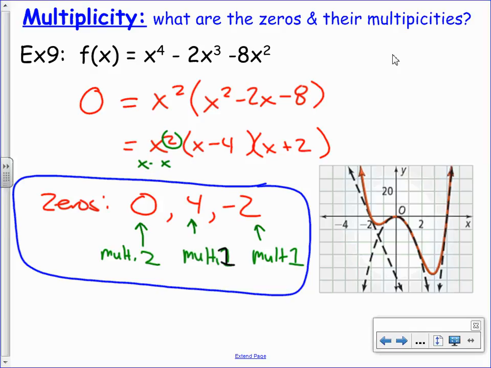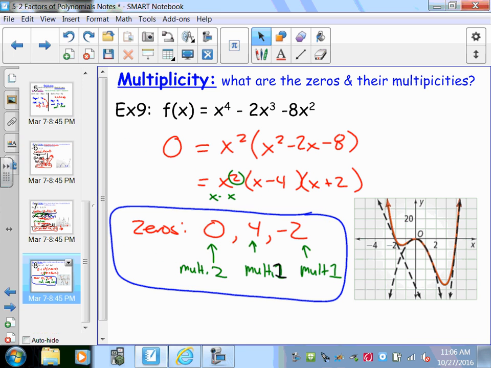All right, turn your desks in a circle. Family time.